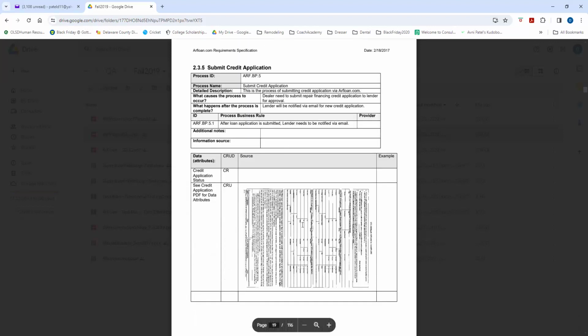Same thing for credit application. Yeah. Right. Now, in this case, you had a PDF. So if you read it towards the end of your requirements document, there was an attachment. That's what this is about. What all data is required, everything that is specified into that credit application.